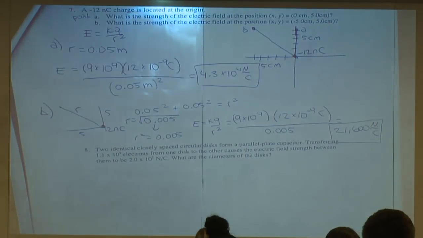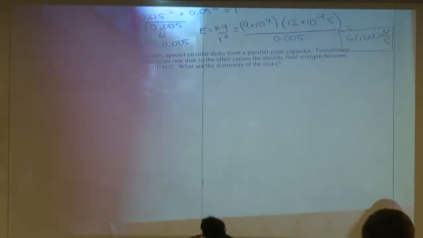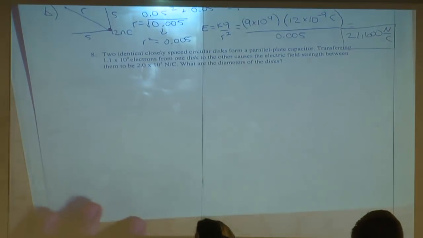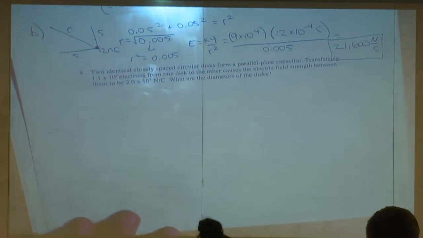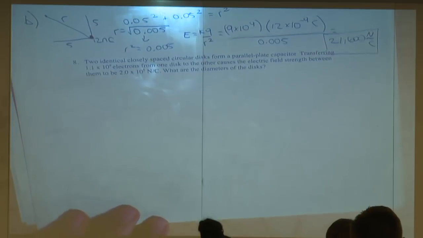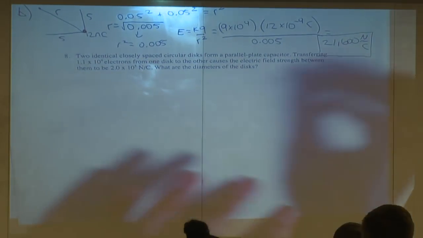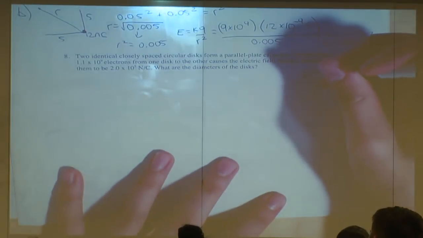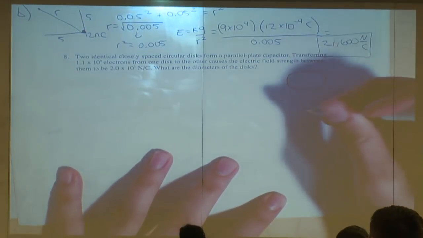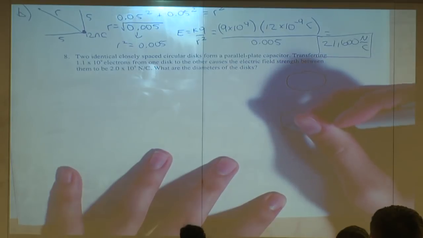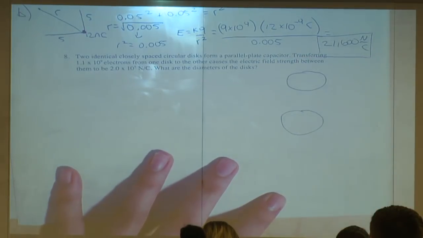Good? All right. So now we're going to number 8. It says, two identical closely spaced circular disks form a parallel plate capacitor. So I'll go ahead and start drawing this. So we have two disks. I know these aren't very circular, but they're supposed to be circles.